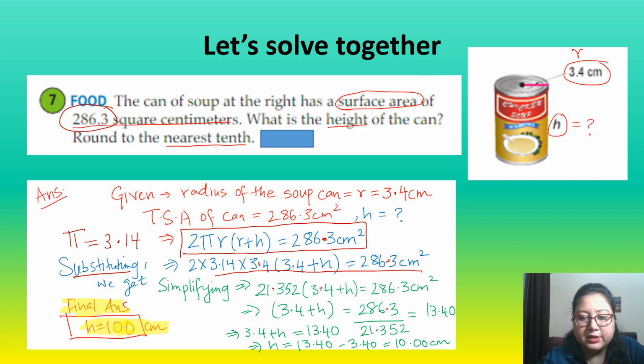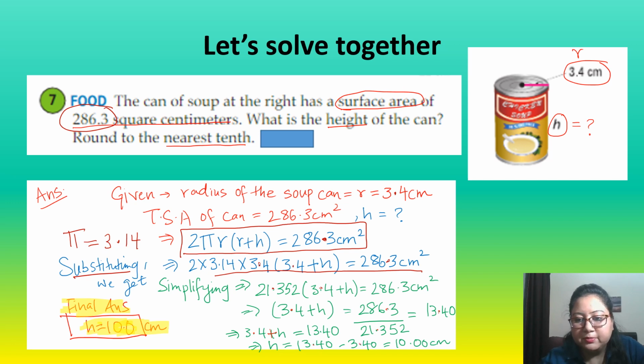So use your calculator back again. Be careful of your calculations. If you make a calculation mistake at any stage of this question, then your answer may not come out correct. So you have to be very, very careful with your calculation, with your decimals at this stage. So finally, you can see in the next step, I have got 3.4 plus h equal to 13.40. So I'm going to take my h here only and move my 3.4 to the other side. So the sign changes. h is equal to 13.40 minus 3.40. So what do you get when you subtract these two?